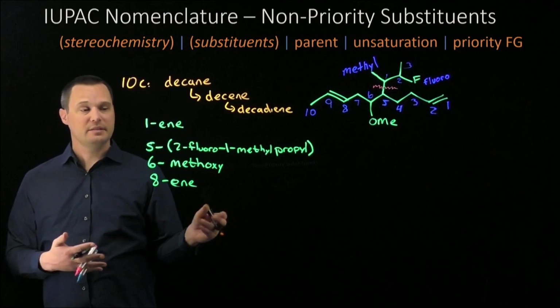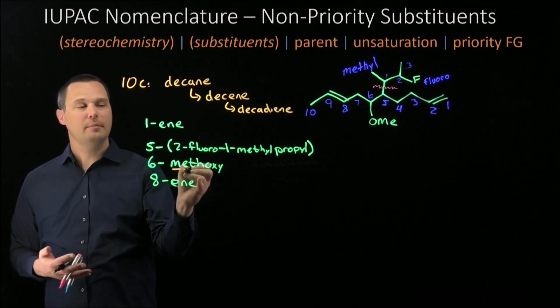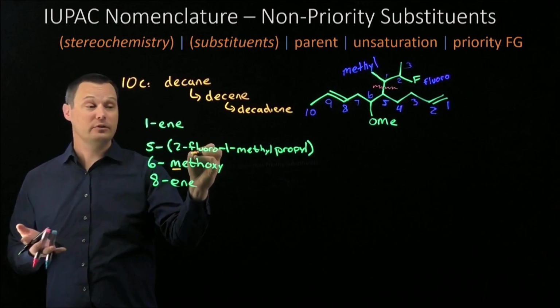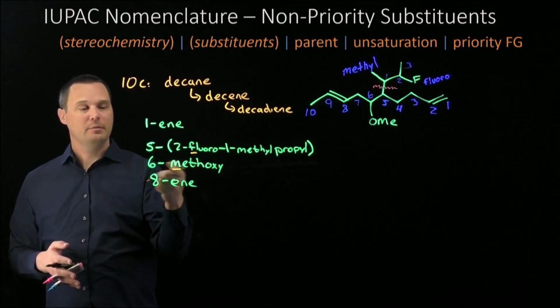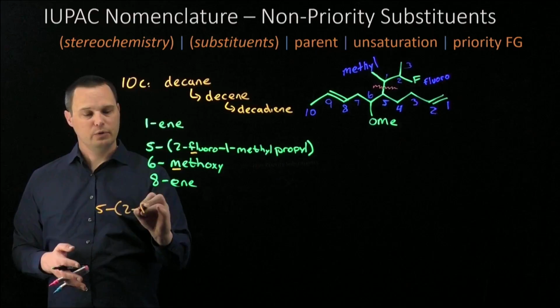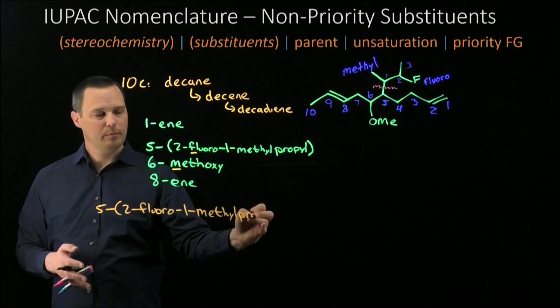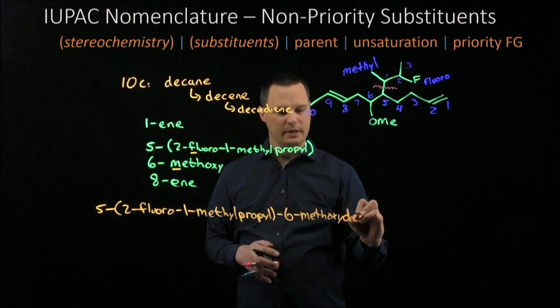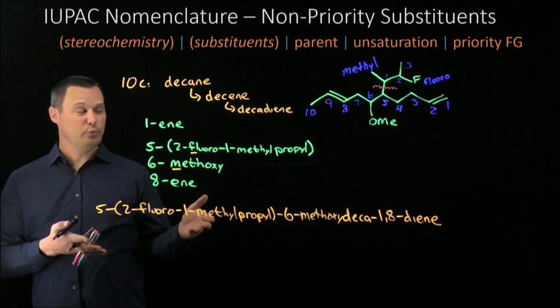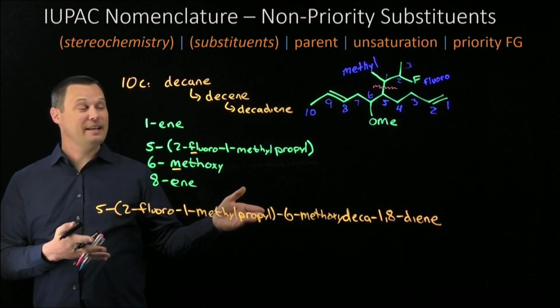To alphabetize the substituents, we'll alphabetize by the M in methyl, and for complex substituents, we alphabetize by the first letter, whatever it is. F comes before M, so we start with our complex substituent. 5-(2-fluoro-1-methyl propyl)-6-methoxy deca-1,8-diene.